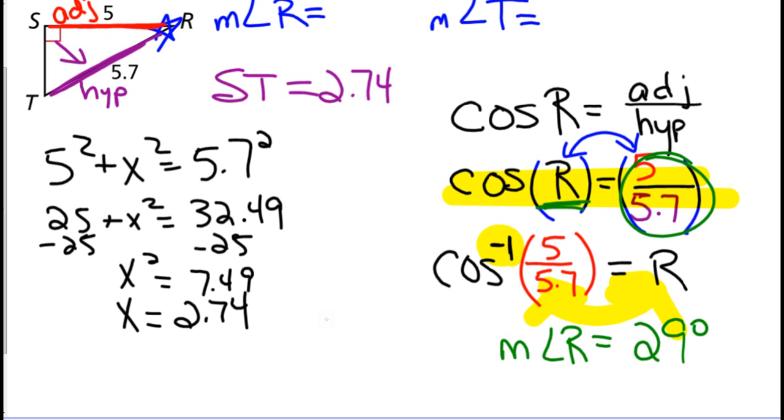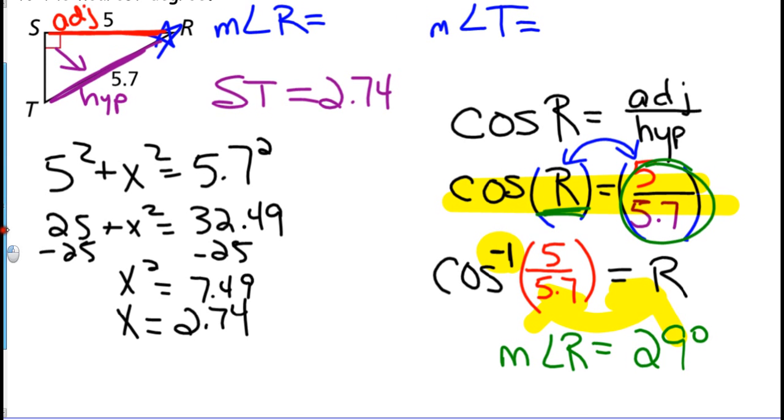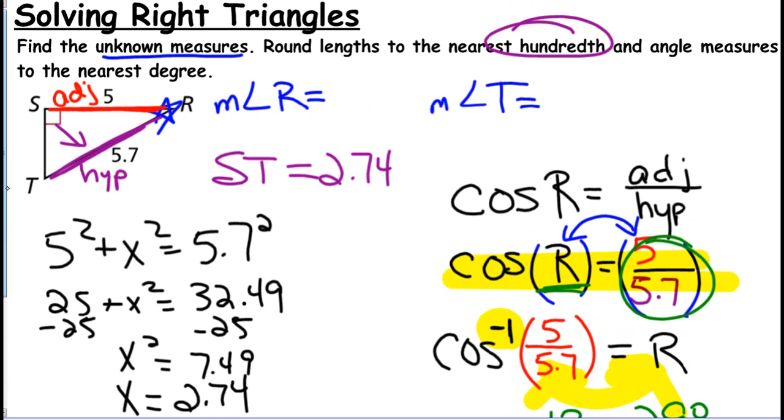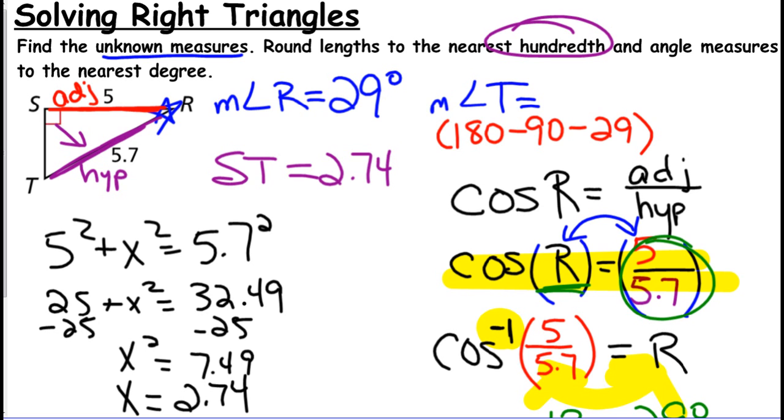When you do that, you've got 29 degrees, so we can fill in measure of angle R is 29 degrees. Now from here on out, the measure of angle T is really simple and straightforward. You're just going to do 180 degrees minus the 90 degrees that you already have, and then subtract the 29 degrees that you just found. That's how you get the measure of angle T, and you get 61 degrees. All right? So there is one of those problems.